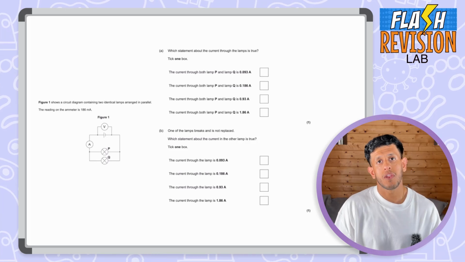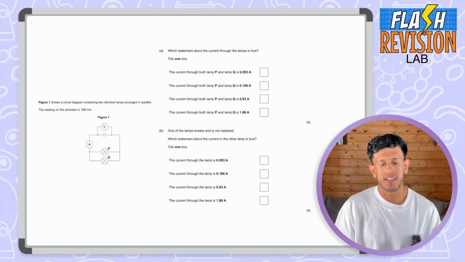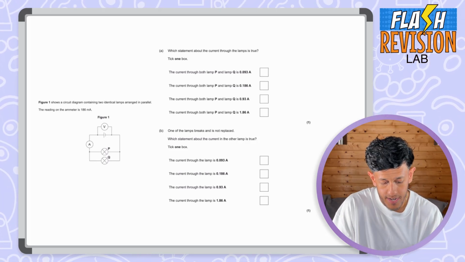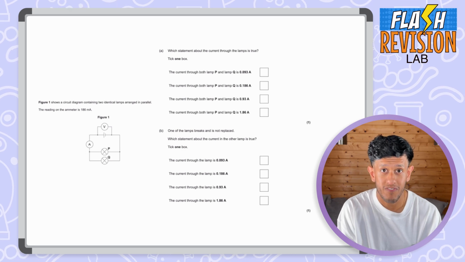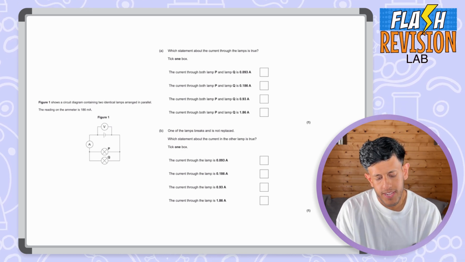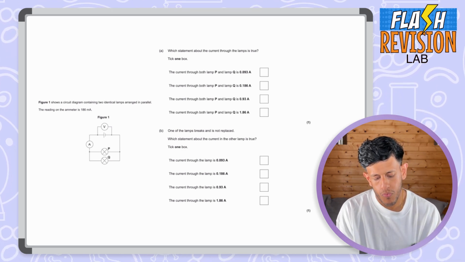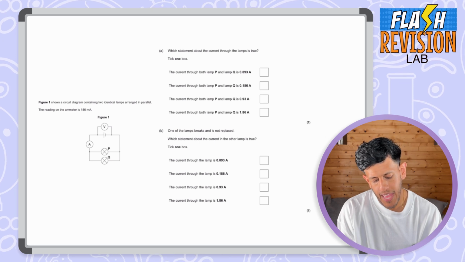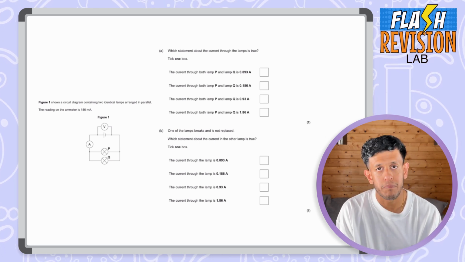Alright, so here we have a couple of questions on electrical circuits. So let's see how these look. It's actually a parallel circuit, which is usually a bit more difficult. Figure 1 shows a circuit diagram containing two identical lamps arranged in parallel. The reading on the ammeter is 186 milliamps.